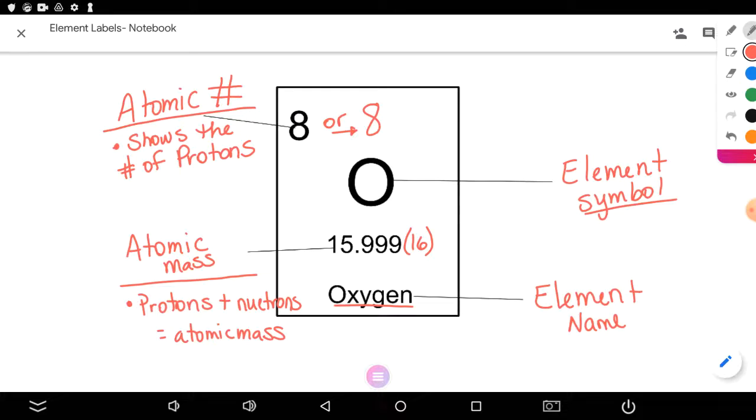So if you like math, today's going to be a good day because we're going to do math in science. What kind of math do you think we're going to be doing? Addition or subtraction?